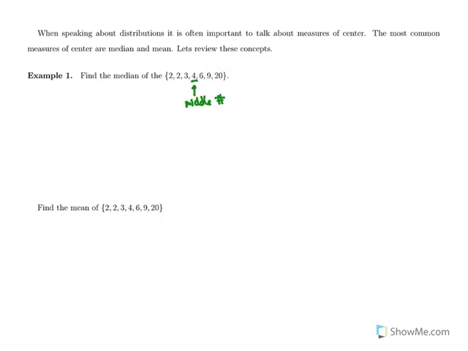The mean is another way of looking at the center. We also think of mean as the average number. And to find that, we can just take the average of those numbers. So that is adding all of those numbers together.